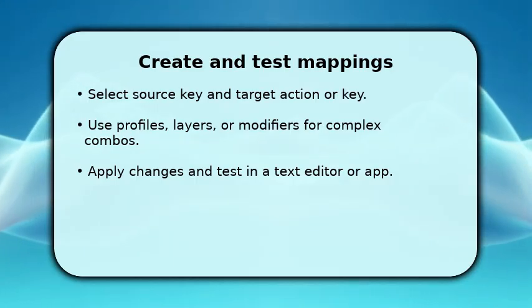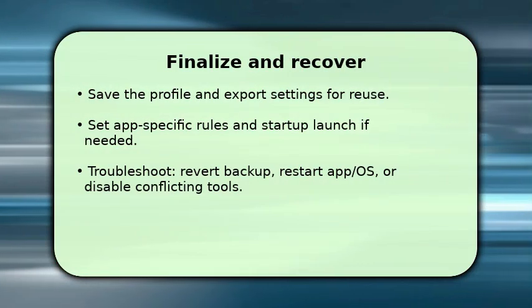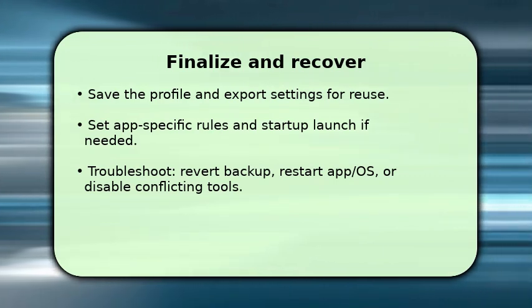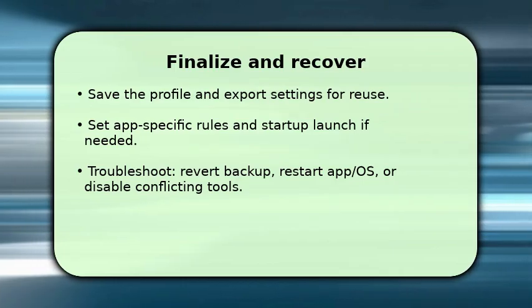You finish by saving and exporting your remapping profile for backup and future use, and set it to launch at startup if you want persistent changes. Make app-specific rules so keys behave differently in designated programs. Once finalized, verify everyday workflows for a day to catch subtle problems.